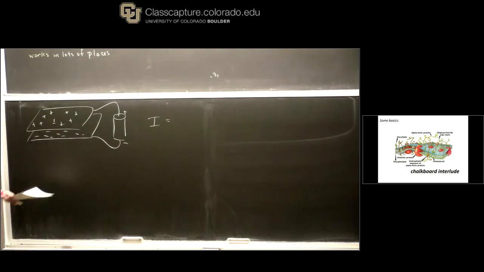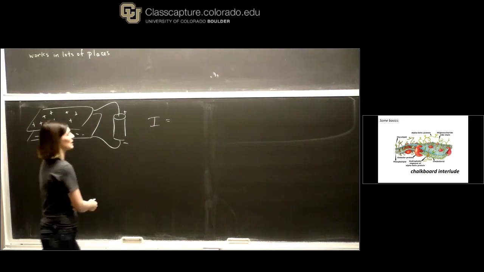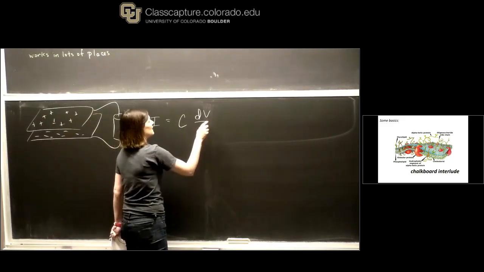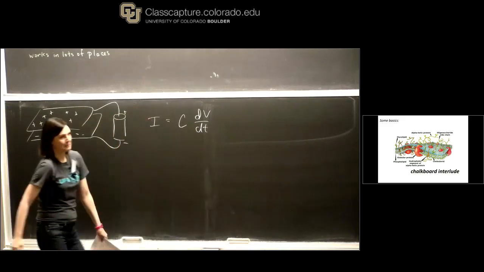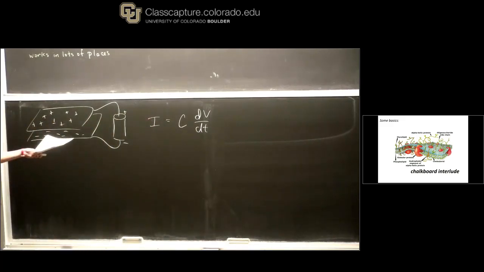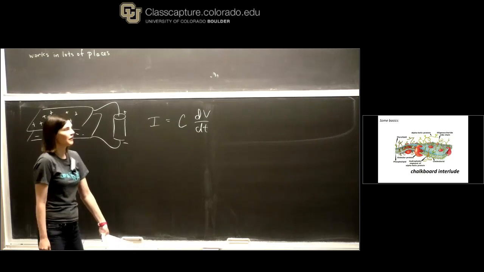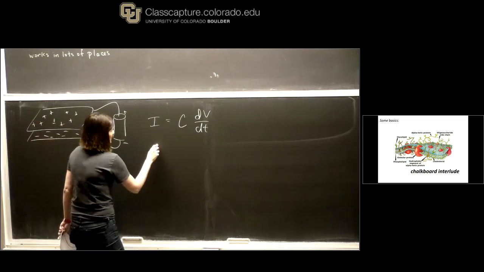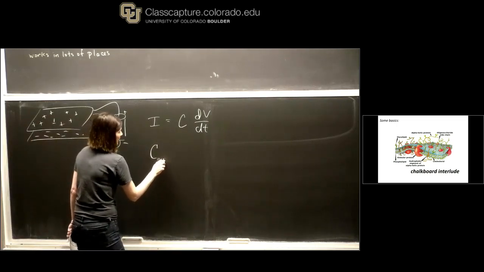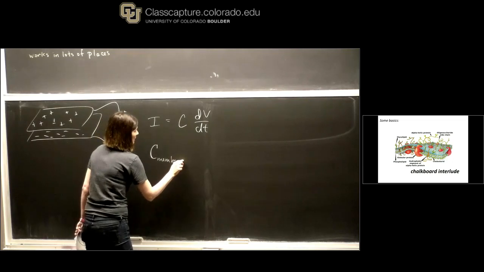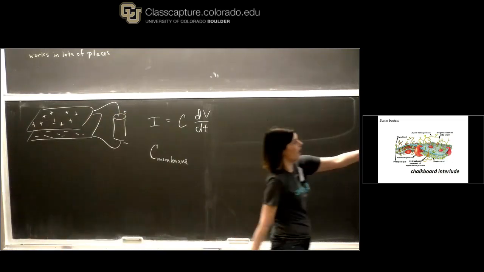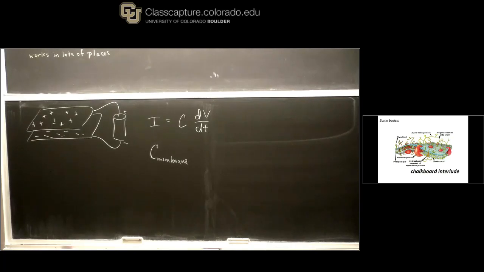Okay, so the current that flows across the capacitor is related to the capacitance times dV/dt. And this is the fundamental equation that we use for figuring out the dynamics across this lipid bilayer in a neuron. So here the capacitance is the membrane capacitance of the neuron, and it's related to the geometry and physical properties of this thing.